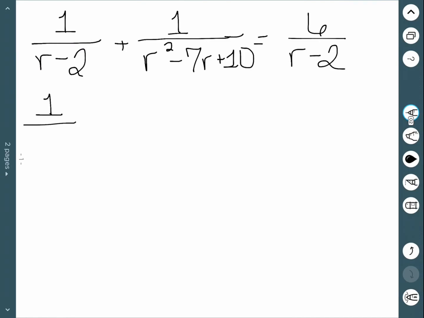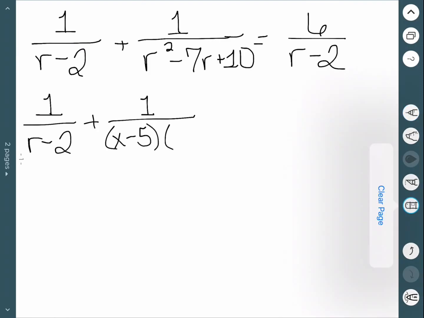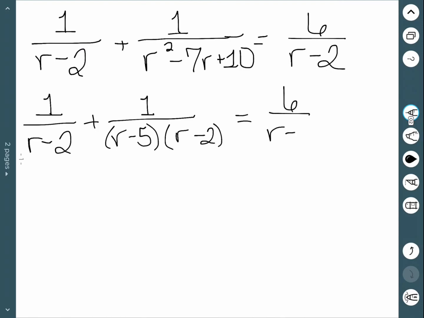In this example, we need two numbers that multiply to be 10 and add to be negative 7. And we can see that negative 5 and negative 2 do that. Oops, r, not x. So now I've factored that middle term.